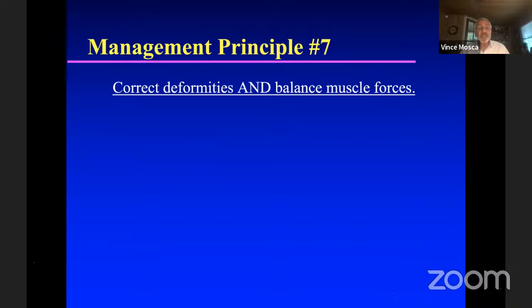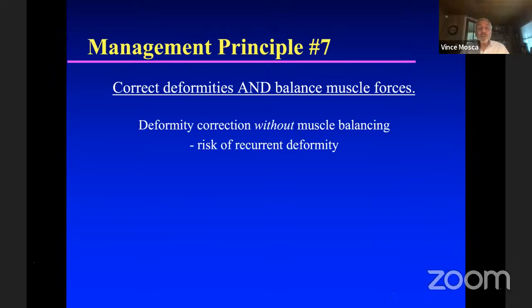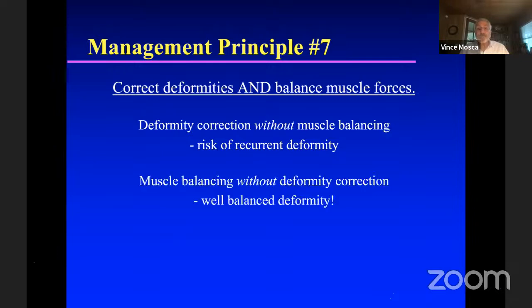Another principle, and we're getting close to the end, is that there are deformities and there are muscle imbalances. Many deformities are just deformities, like club foot, like flat foot, except in CP. But the cavo varus foot deformity is only there because of muscle imbalance. If we correct deformities in these situations without balancing the muscles, the deformities will recur. If we balance muscles and don't correct the deformities, we'll have well-balanced deformities. But what we want is deformity correction and muscle balancing. So that means putting together a lot of procedures under the same anesthetic to address deformity correction and balancing muscles.